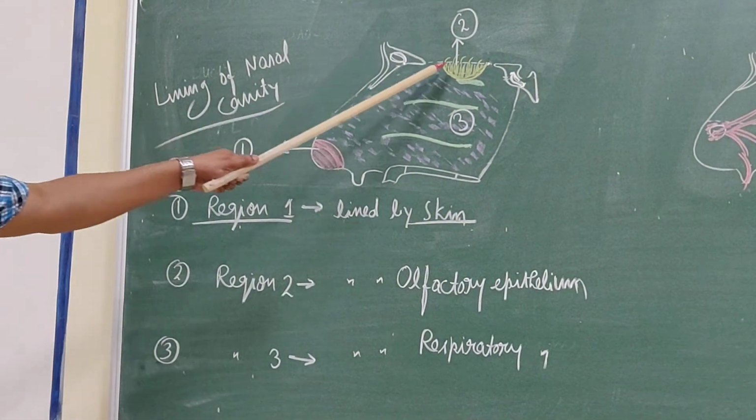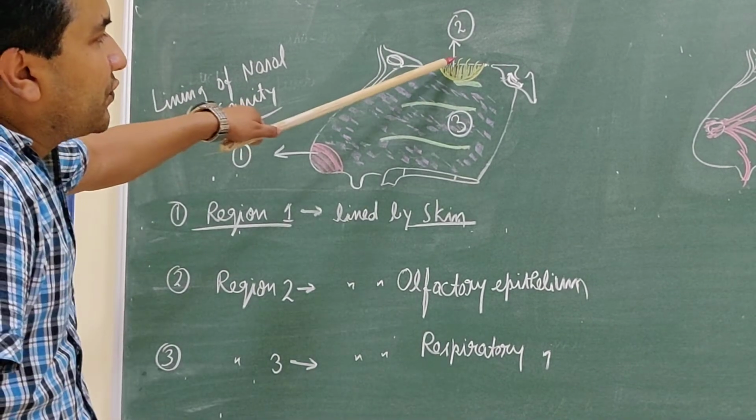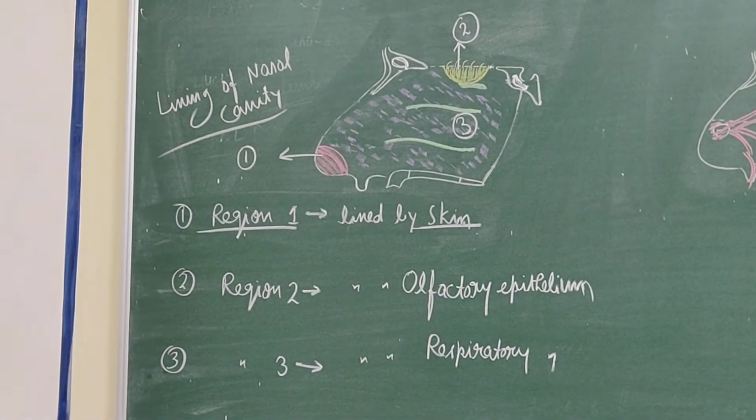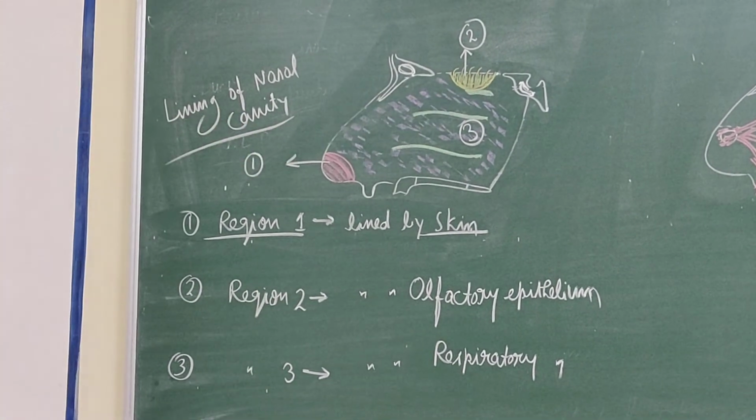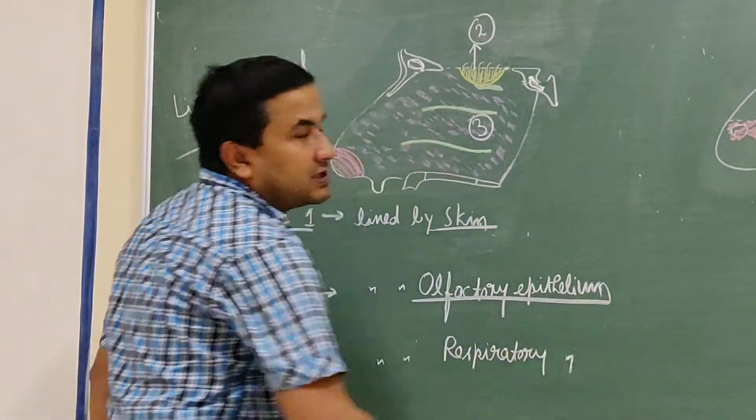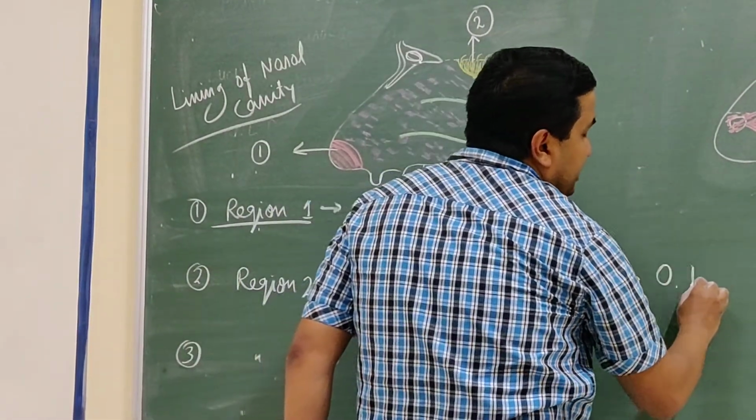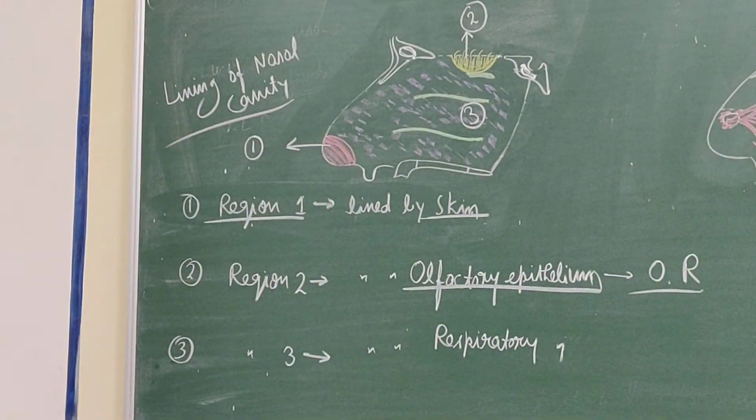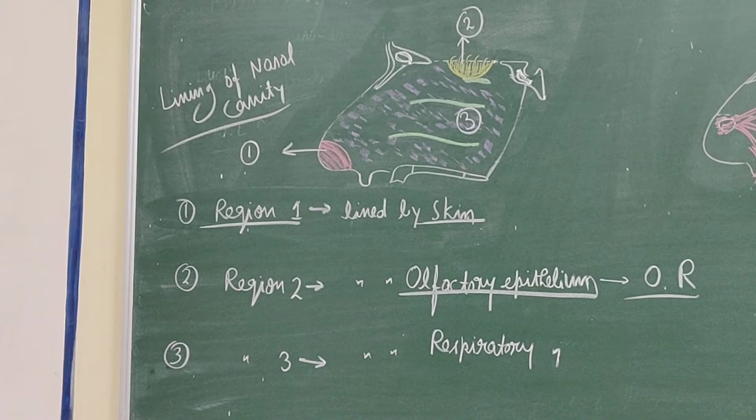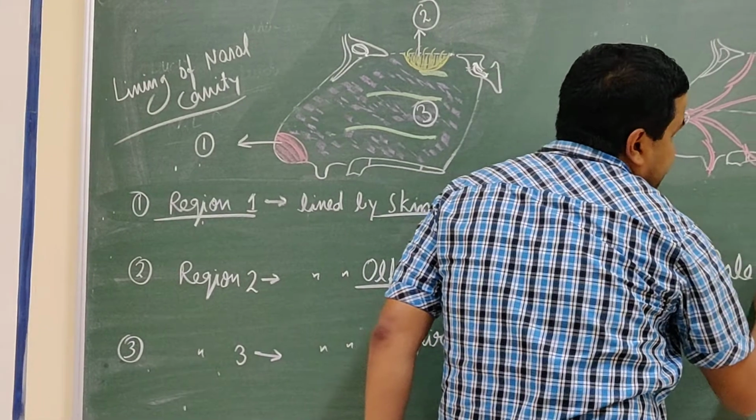The second region is situated between the roof of the nasal cavity, formed by the cribriform plate of the ethmoidal bone, and the superior concha. This region is lined by the olfactory epithelium, which has the olfactory receptors for smell. This olfactory epithelium appears pale in color.